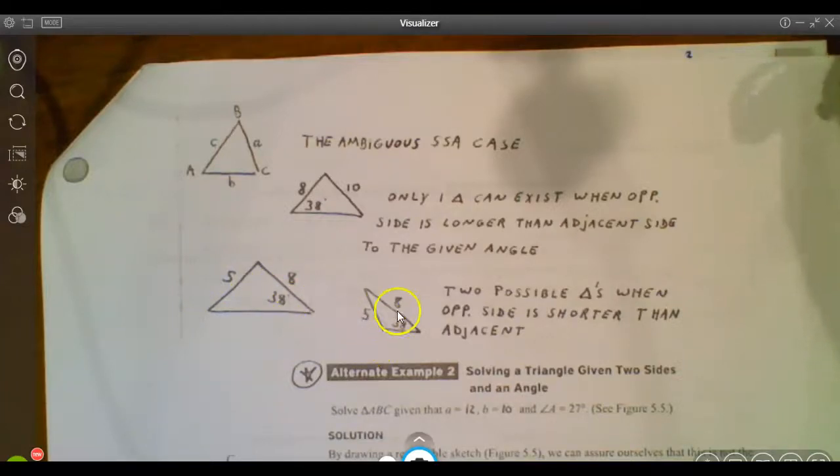This is still 5, 8, 38 degrees, the same combination, but how do I know if this is supposed to be the obtuse version or if it's supposed to be the acute version? Well, we don't know. So in other words, we get to do both. That's what's going on with this next one. But hang on to this rule, because this is the guide as to how you know if it's just one triangle or two possible triangles.